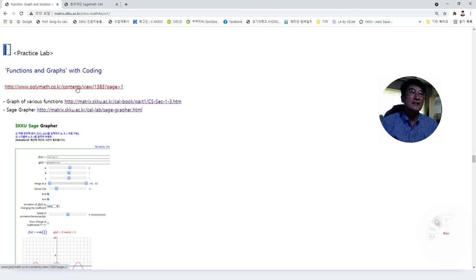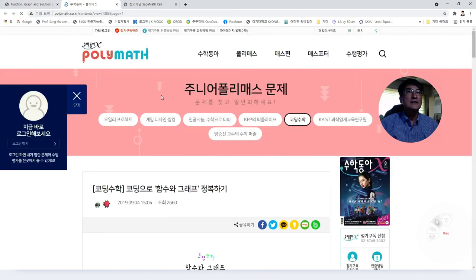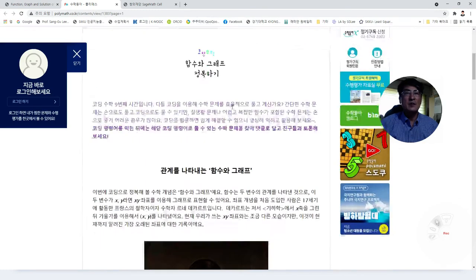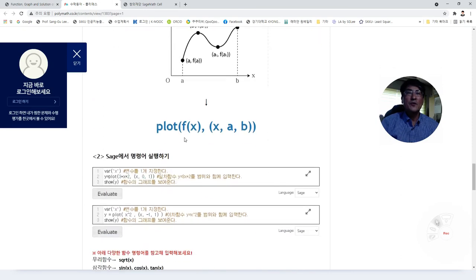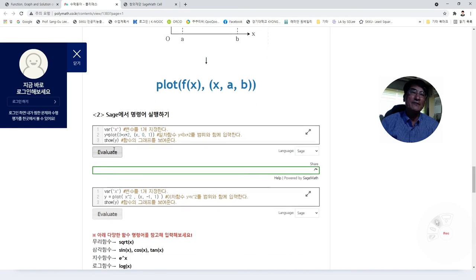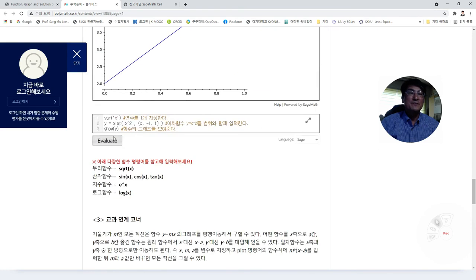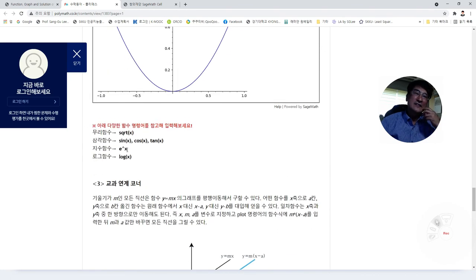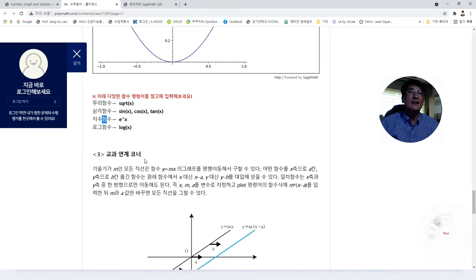Also, on the functions and graphs and coding, these are some articles that I wrote on the math, Donghua Junior Polymath here. In the study of function and graph with coding, I give some history and basic explanation of code for junior high students to draw the graph of a line and the graph of quadratic functions like x squared, the trigonometric functions, logarithmic functions and exponential functions. All that can be drawn with this.